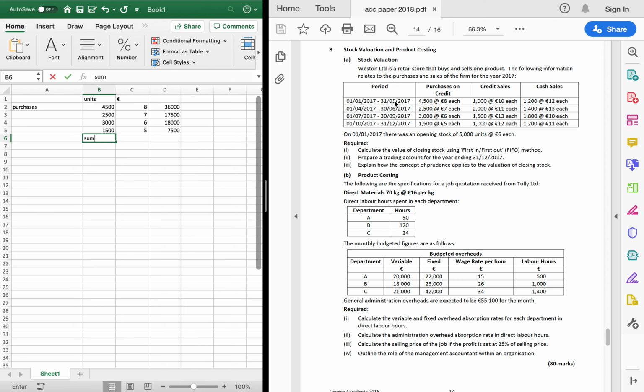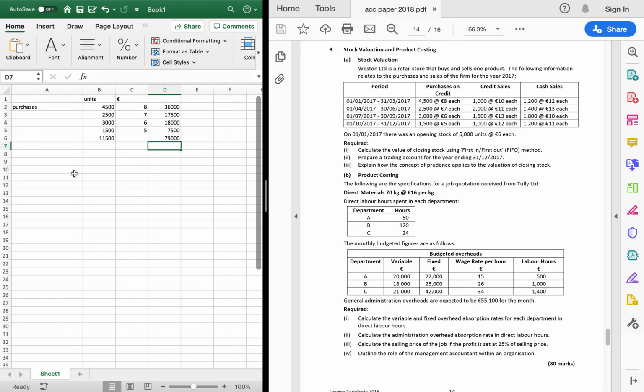And then we add up our units. So 4,500 plus 2,500 plus 3,000 plus 1,500. That gives us our total units. Sorry, I've done that. So that one was 1,500. So our total units are 11,500, and our total purchases then are 79,500.